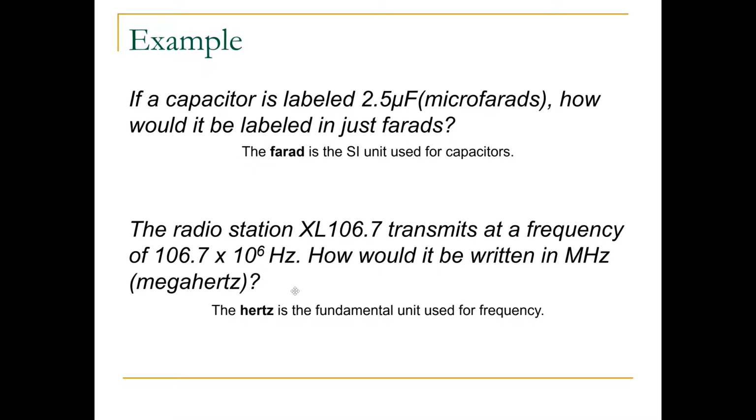All right, so here we have our first example problems. Periodically throughout these lectures, there will be example problems. I would recommend you pause the video, answer the example problems, and then continue the video once you're ready to check your work.